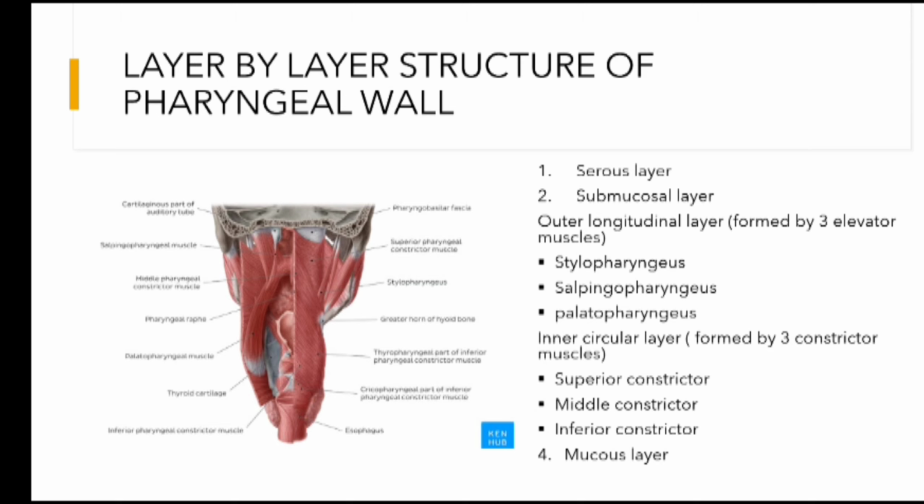Let's talk about the layer by layer structure of the pharyngeal wall. The first layer is the serous layer. Then we have the submucosal layer, which is further divided into an outer longitudinal layer, which is formed by three elevator muscles, namely stylopharyngeus, salpingopharyngeus, and palatopharyngeus. And also we have the inner circular layer, which is formed by three constrictor muscles, which are the superior constrictor, middle constrictor, and inferior constrictor. And the last layer is the mucous layer.